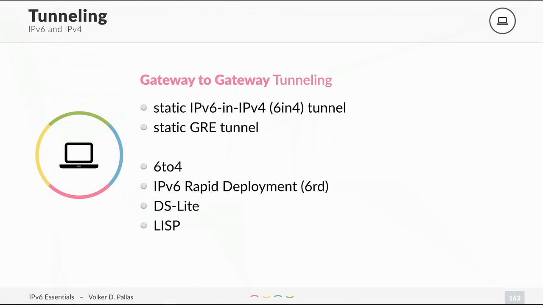Tunneling. Let's start with gateway-to-gateway tunneling. We have static IPv6 and IPv4 tunnel, that's also called 6 and 4, and we have static GRE tunnel. And then we have a 6 to 4 tunnel, which is automatic. We have an IPv6 rapid deployment, 6RD tunnel, we have DS Lite, and we have LISP. This is all gateway-to-gateway tunneling.